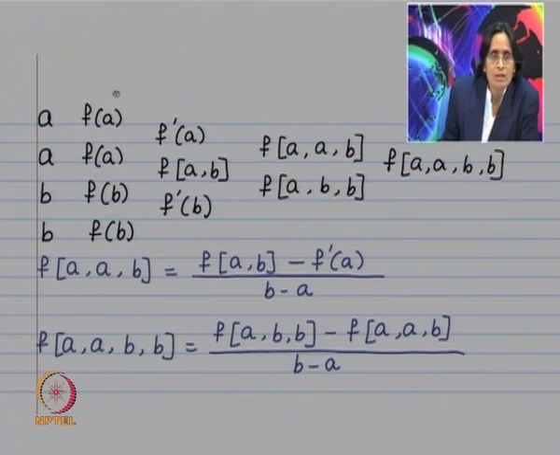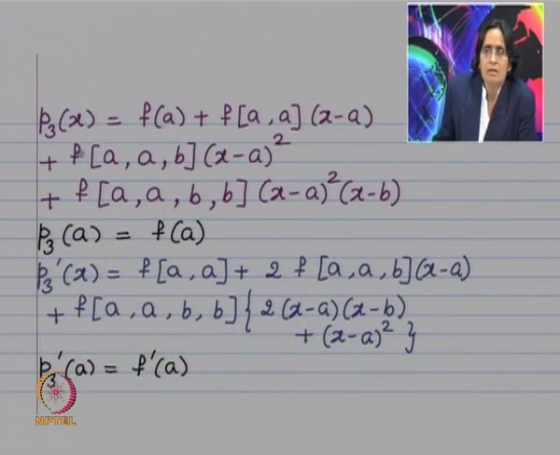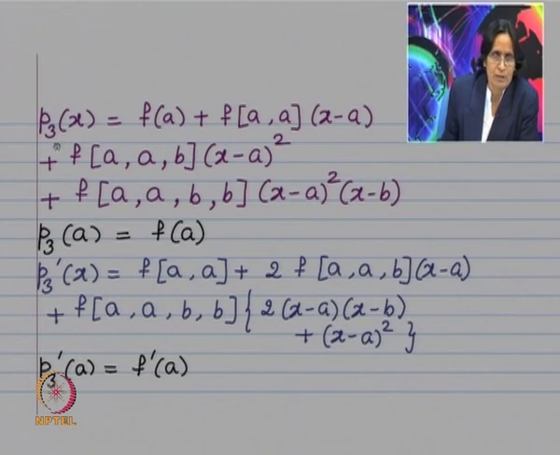So, here one needs to be given the function value at a, the function value at b, the derivative of f at a and the derivative of f at b, and then our P 3 x is f of a plus f of a a times x minus a plus f of a a b times x minus a square and so on. So, this I write, but now I want to show that this is our desired polynomial which interpolates the function and derivative values at the two end points.